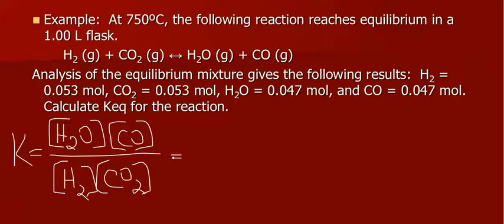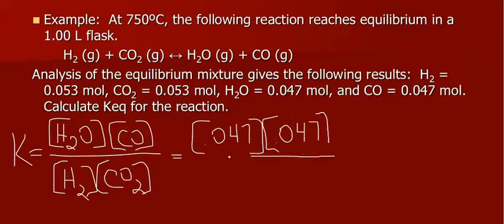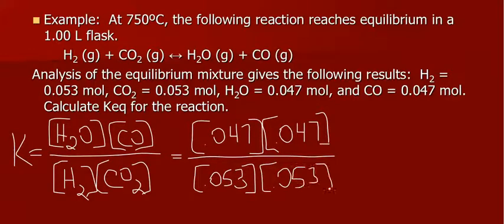We're going to plug in the concentrations. Concentration is moles divided by liter, and we're in a 1 liter flask. So my concentrations are 0.047 molar times 0.047 molar divided by 0.053 molar times 0.053 molar. K has no units, it's just a number. It comes out to, in this case, 0.79. And all that tells me is that at equilibrium, I have more reactants than I do products. Reactants are favored.